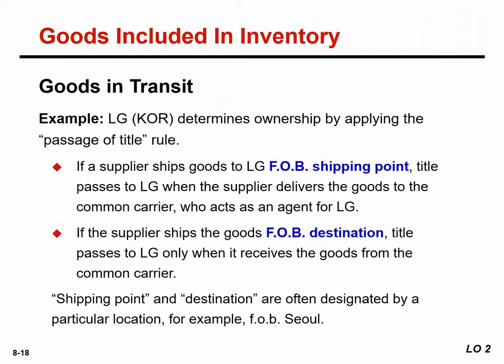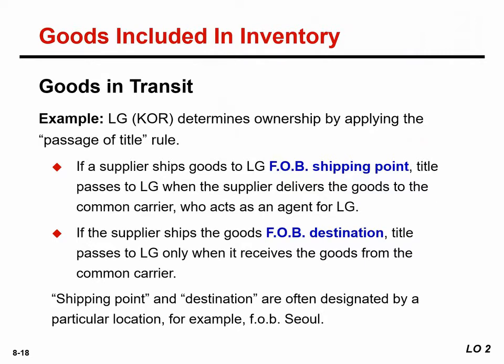So suppose at year end, we have 1 million worth of inventory on the ocean. It's not in the stores of the purchaser, and it's not in the stores of the seller. So these goods will be called goods in transit. Who controls these goods, the seller or the buyer? The answer is simply that it depends on the contract between the seller and buyer.